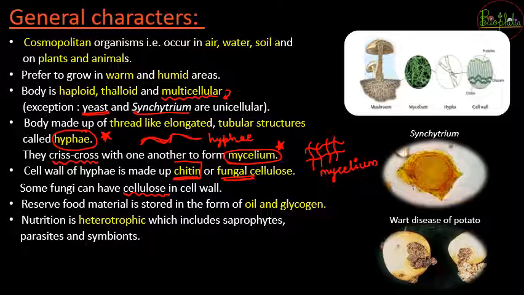एंड हेट्रोट्रोपिक ऑर्गेनिजम्स में यू कैन से दैट दे कैन बी सैप्रोफाइट्स, दैट इज डेड एंड डिकेइंग ऑर्गेनिक मैटर पे सर्वाइव करेंगे. अदरवाइज दे कैन हैव पैरासिटिक मोड ऑफ लाइफ, or else they can have symbiotic life wherein they are in mutual relationship with some other organism.